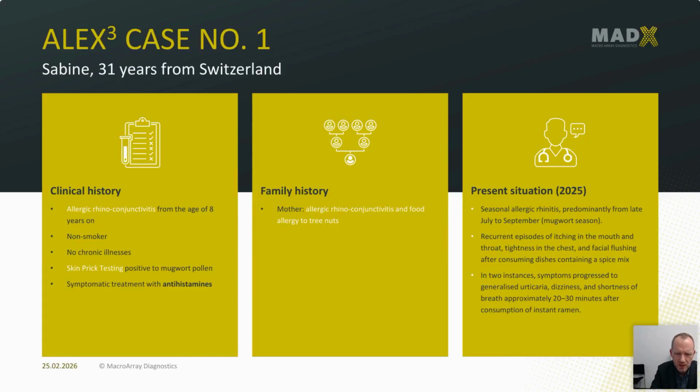The current situation is that Sabine suffers from seasonal allergic rhinitis, with symptoms predominantly occurring from late July to September, which coincides with mugwort season. She's reported episodes of itching in the mouth and throat, tightness of the chest, as well as facial flushing after the consumption of dishes with spice mixes. On 2 occasions, those symptoms progressed to generalized urticaria, dizziness, as well as shortness of breath within approximately 20 to 30 minutes of consuming an instant ramen dish.